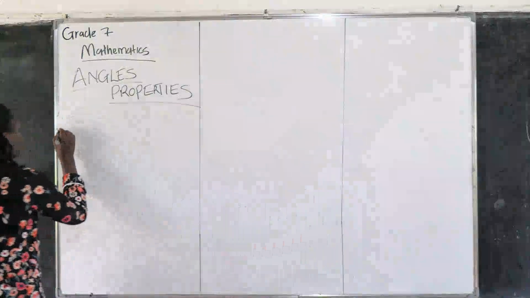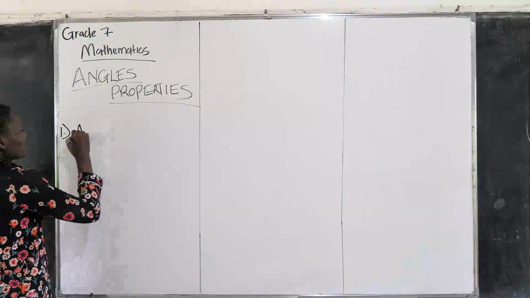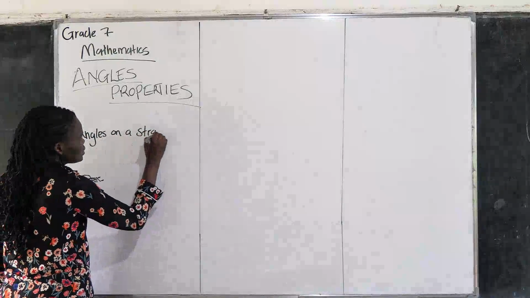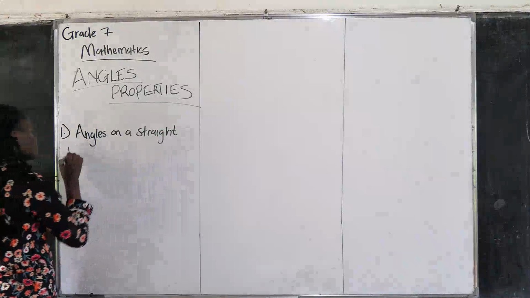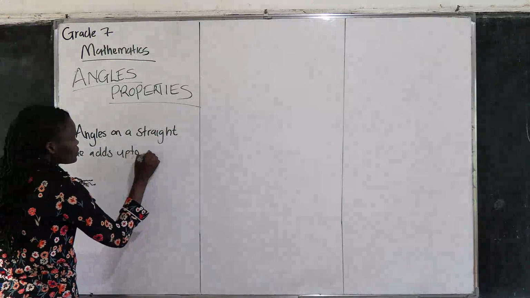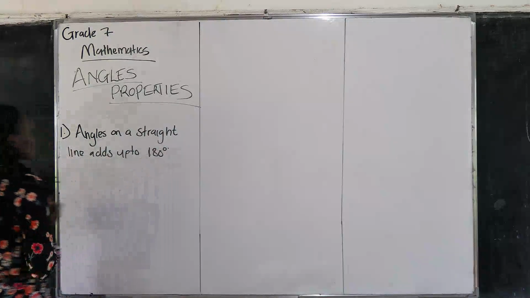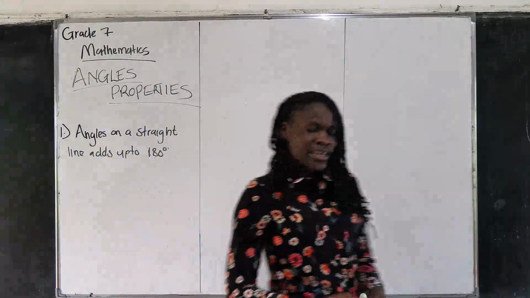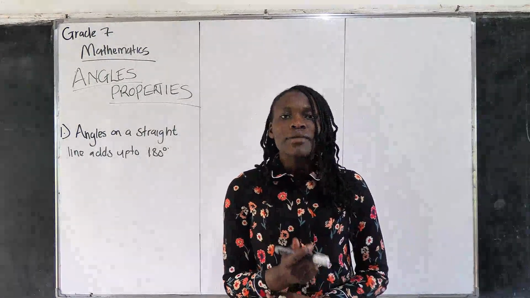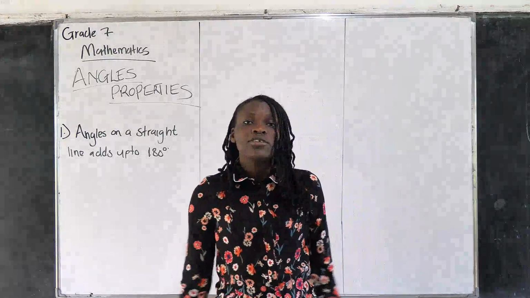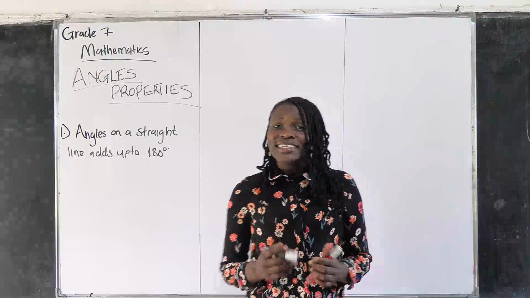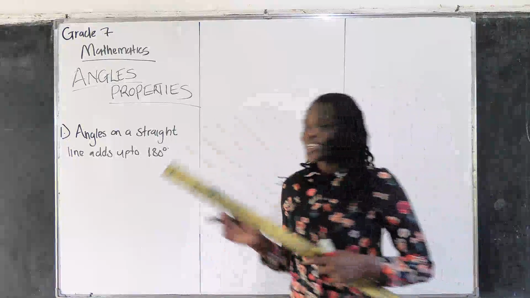So the first property is angles on a straight line add up to 180 degrees. Angles on a straight line add up to 180 degrees. For example, when there are several angles that are coming from a straight line, the total sum of those angles will be 180 degrees. Let's look at an example, or let me explain using a diagram.